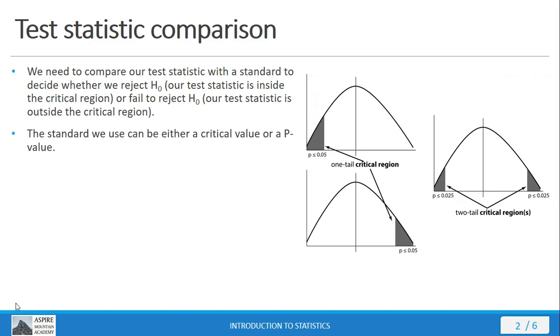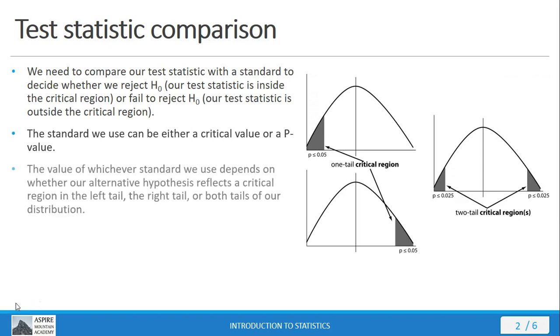Okay, we're going to use a critical value, or we can also use a p-value, as I'll explain in a moment. So the value of whichever of these standards we use is going to depend upon whether our alternative hypothesis reflects a critical region or a region of rejection that's in the left tail, the right tail, or both tails of our distribution. If it's a left-tailed test, then the left-tailed hypothesis test is going to have a critical region on the left, and the alternative hypothesis will use the less than sign.